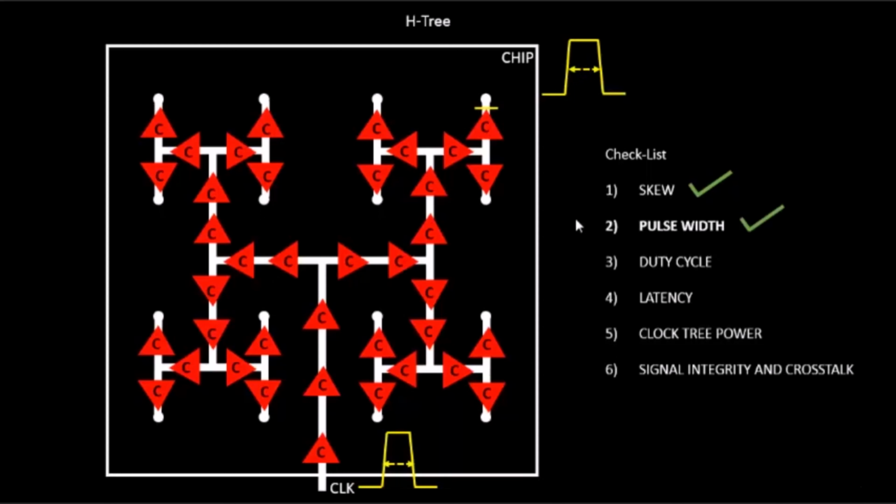Since I'm running out of time, in the next video we'll start with the duty cycle, latency and clock tree power checks, see the amount for each and every one of them, and see whether those are justified or not. So let's try to look into all this in the next video.